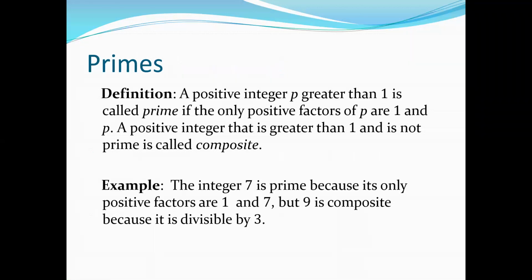So let's first define what a prime number is. Based on our book, a positive integer p greater than 1 is called prime if the only positive factors of p are 1 and p. It means itself and 1 should be the only factors of that given number so that it could be considered a prime number. And it should be greater than 1.